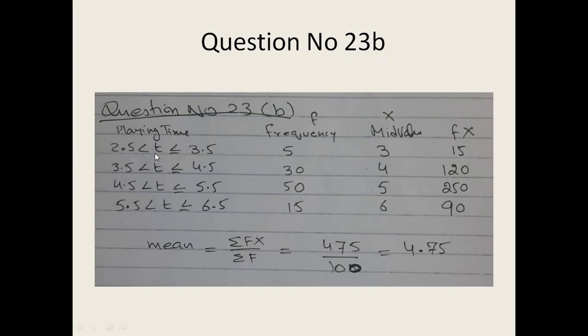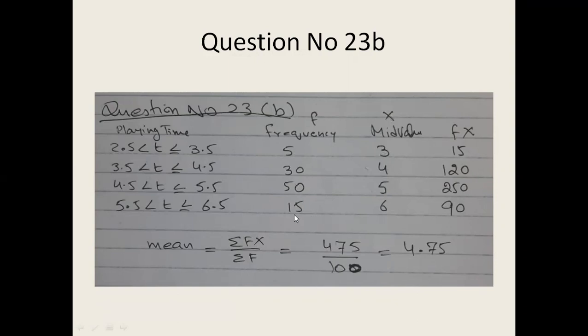Okay. So if you want to find out the mean and the classes are given, the methodology is very simple. You will find out the mid value. So the mid value between 2.5 and 3.5, you add them up, and whatever answer you get, you divide it by 2. So the mid value of the first class will be 3. 3.5 plus 4.5, divided by 2, that will be 4. 4.5 plus 5.5, divided by 2, that will be 5. And 5.5 plus 6.5, divided by 2, and that will be 6. So these are the mid values.